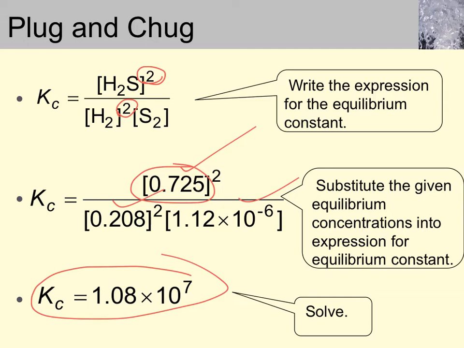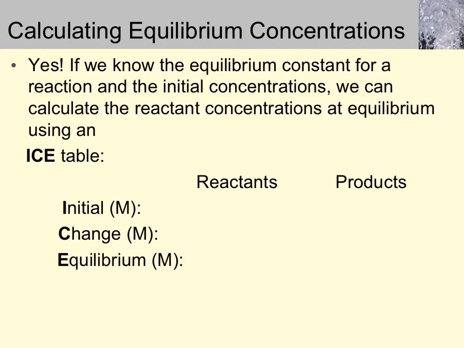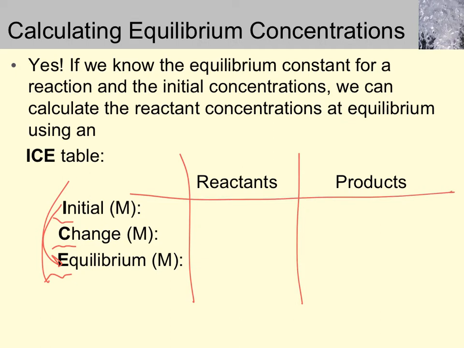Now let's move on to the not so easy calculations of equilibrium constant. So what if you have a problem that, rather than giving you equilibrium concentrations, gives you initial concentrations and you have to figure out what they are? Well, back to the ICE table. The I stands for initial concentration. C stands for the change in concentration in going from initial to equilibrium. And E is, of course, equilibrium concentrations. You need to do these for reactants and products.